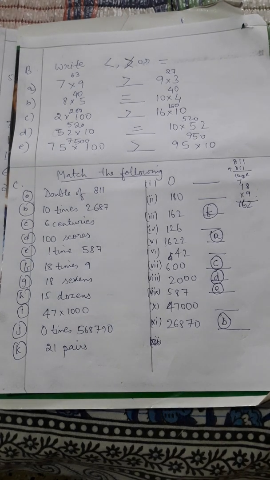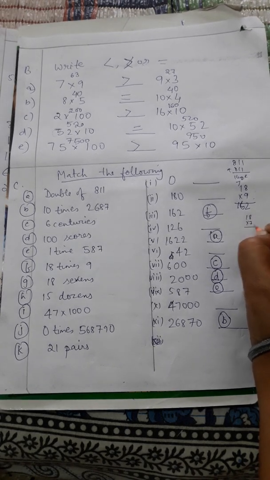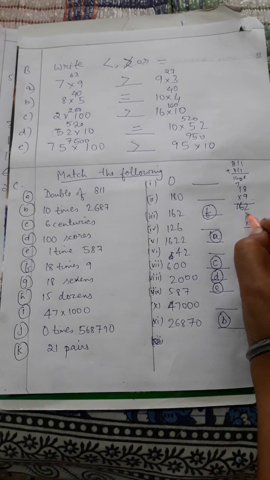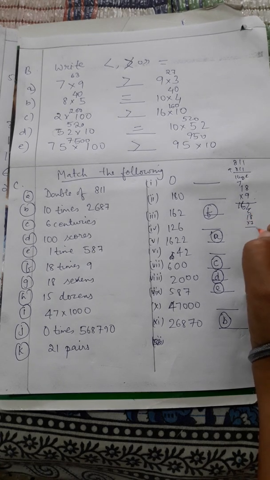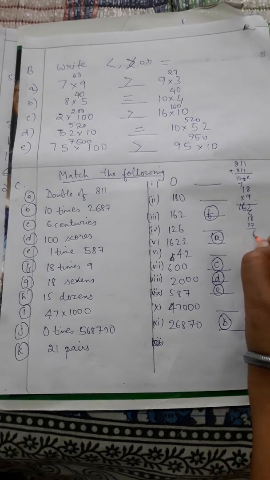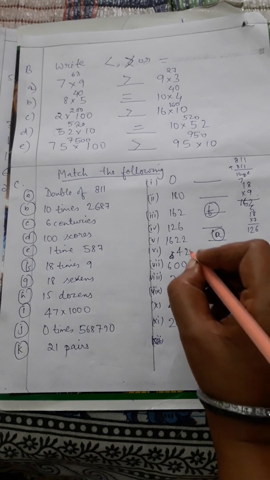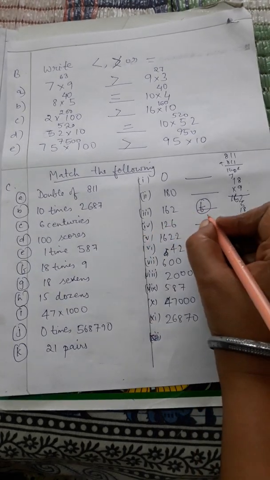Next, 18 into 7. 18 into 7 is how much? 8 7s are 56, 7 1s are 7, 8, 9, 10, 11, 12, 126. So where is 126? 126. It is number 4, G.